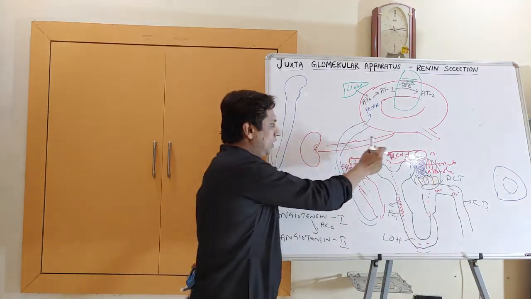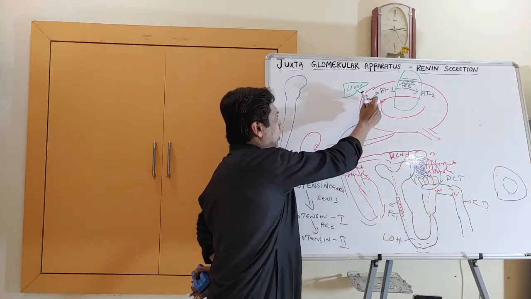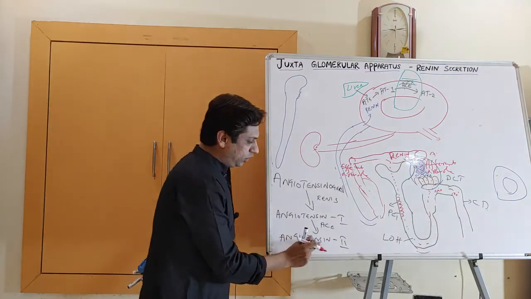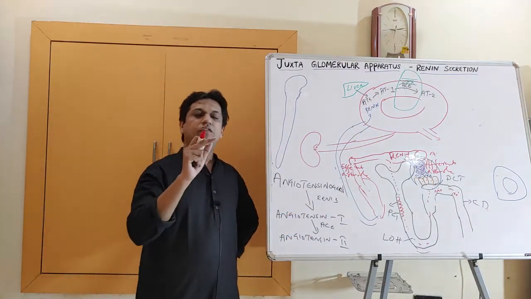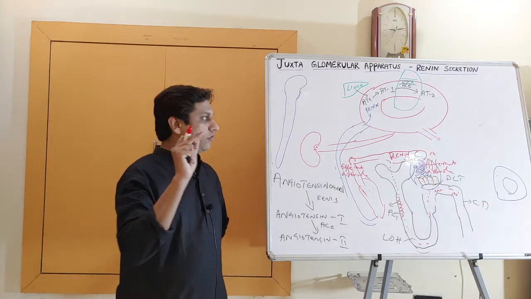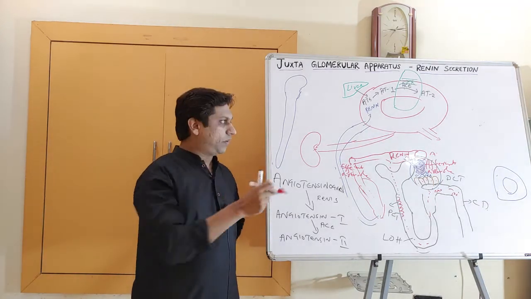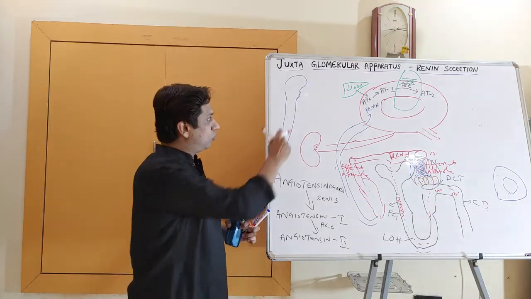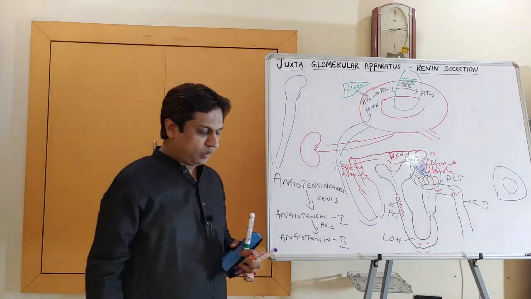This renin, as we have already discussed, will convert many chemicals ultimately into angiotensin 2. Angiotensin 2 is a very powerful vasoconstrictor and it will increase the blood pressure. How it increases the blood pressure we'll discuss now, and the role of the central nervous system we'll also discuss.